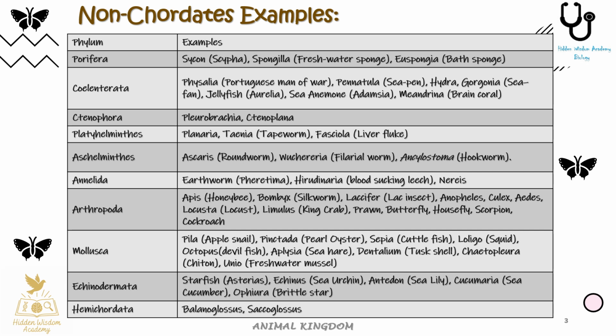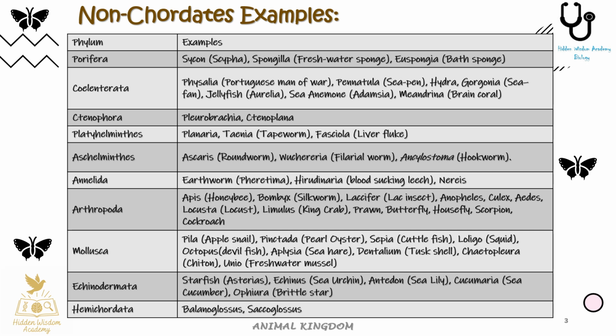Now in Arthropoda, the largest animal phylum, we see Apis the honeybee, Bombyx the silkworm, Laccifer the lac insect, mosquito genera including Anopheles, Culex, and Aedes, Locusta the locust, Limulus the living fossil king crab, along with prawn, butterfly, housefly, scorpion, and cockroach.